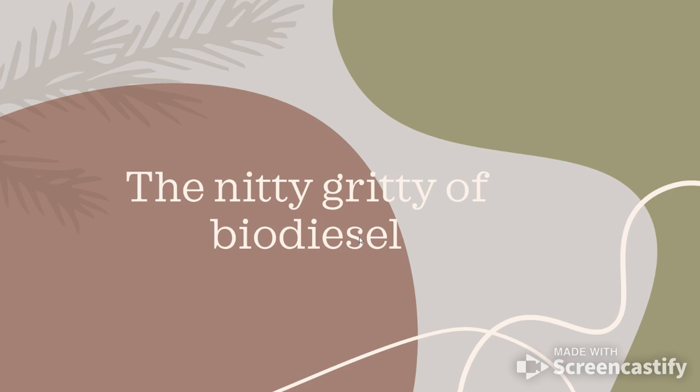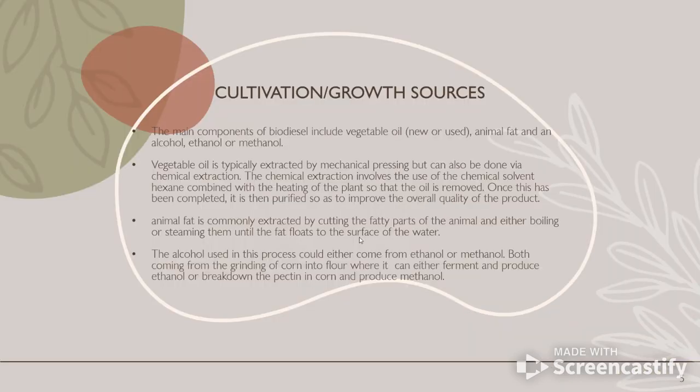The nitty-gritty of biodiesel. As mentioned, biodiesel components are vegetable oil, animal fat, and an alcohol, which could be ethanol or methanol. The cultivation of these sources includes mechanical pressing for vegetable oil. It can be done via chemical extraction as well. The chemical extraction involves the use of a chemical solvent, hexane, combined with the heating of the plant so that the oil is removed. Once this has been completed, it is then purified to improve the quality.